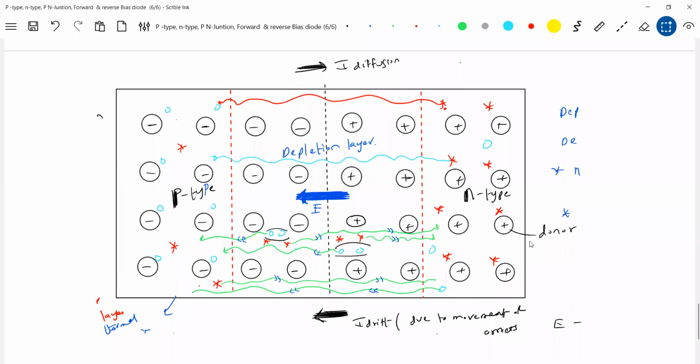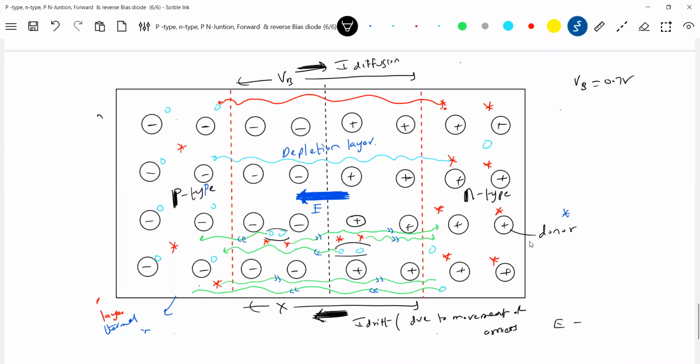Potential barrier. What is the potential barrier? Barrier for movement of majority carriers, and the width is this one. So this barrier potential will be 0.7 volt for silicon, 0.3 volt for germanium. How much energy is needed for the most energetic electron? E into VB. If the most energetic electron has energy e into 0.7, it can move. Any electrons whose energy is less than e times VB cannot move.